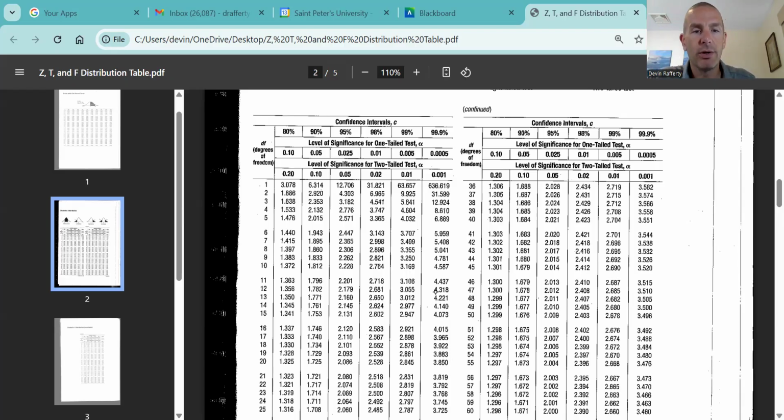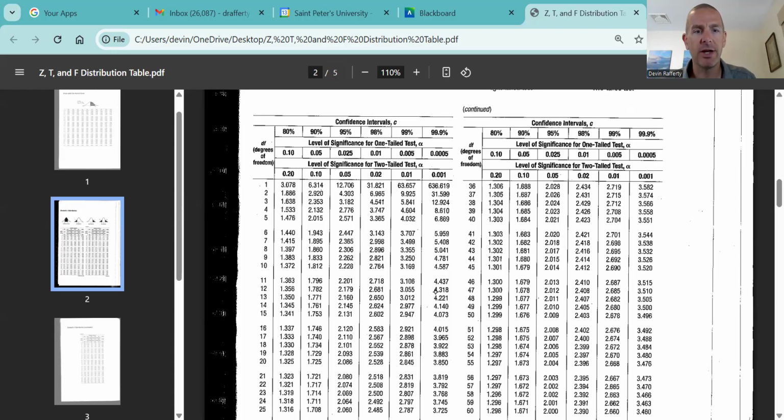Okay, I would go one-tailed test, level of significance 0.05. Then I would go to 12 degrees of freedom down the left-hand side. 1, 2, 3, 4, 5, 6, 7, 8, 9, 10, 11, 12. 12 degrees of freedom. And then I have one-tailed test, 0.05. Just match these up. My critical value would be 1.782.